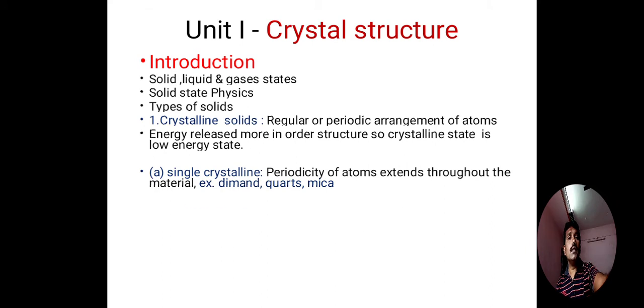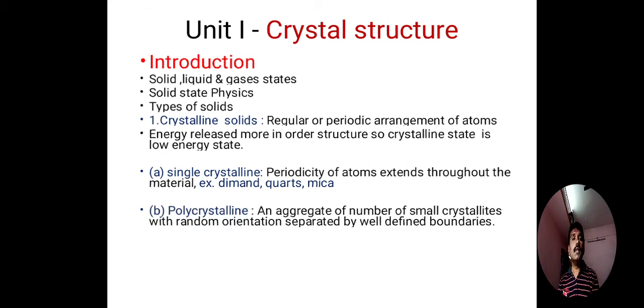The single crystalline is one part and the polycrystalline is another part of crystalline solids. When we differentiate these, the polycrystalline is a little bit different from the single crystalline. In a single crystalline solid you will see similar atoms at fixed positions, and the periodicity is fixed, and that continues throughout to the end of the material.